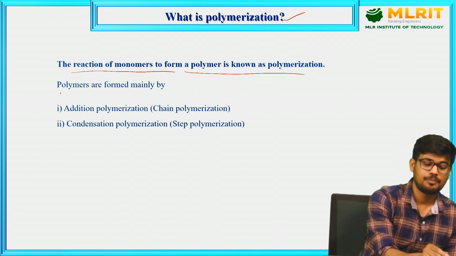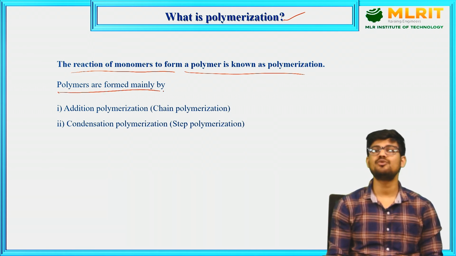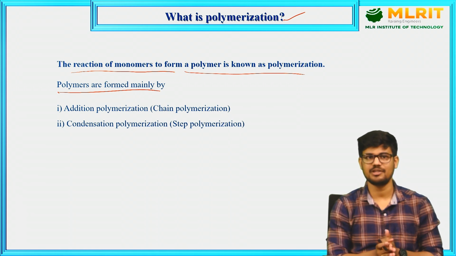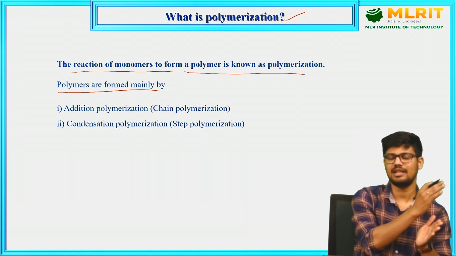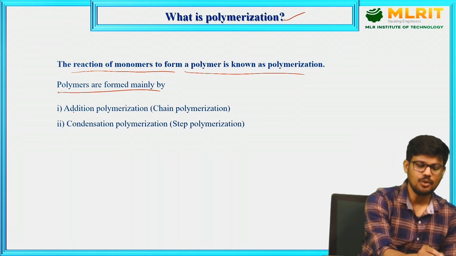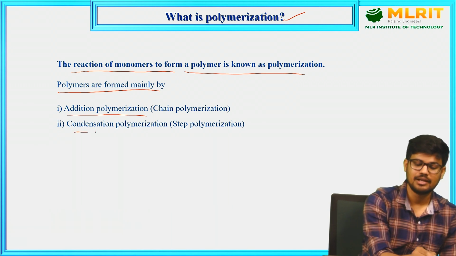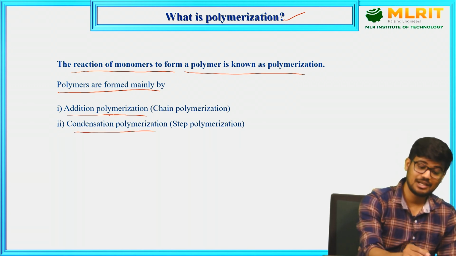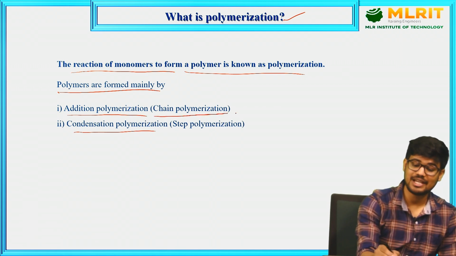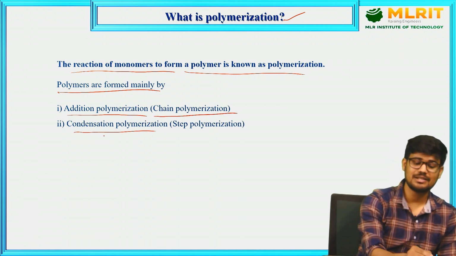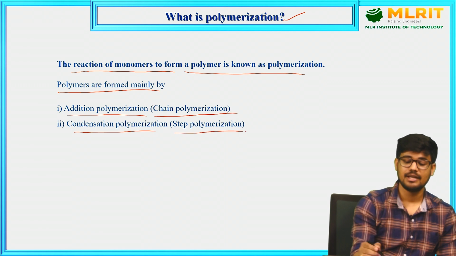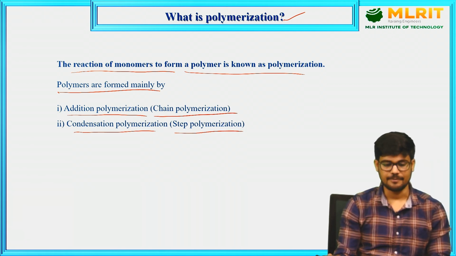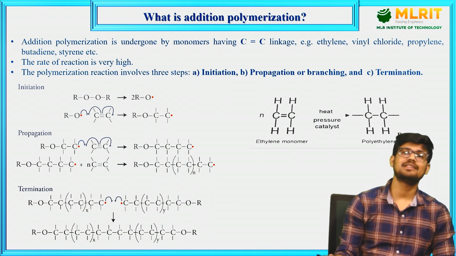Now polymers can be formed in different ways. Basically there are two types of classification, which you have already seen in the first lecture. One is addition polymerization and the second one is condensation polymerization. The other name of addition polymerization is chain polymerization, and the other name of condensation polymerization is step polymerization. Step by step we will learn all this. So now, what is addition polymerization?